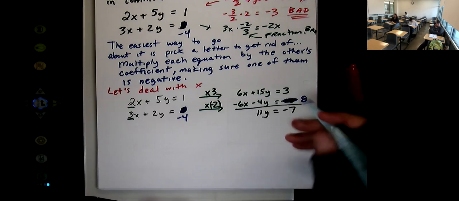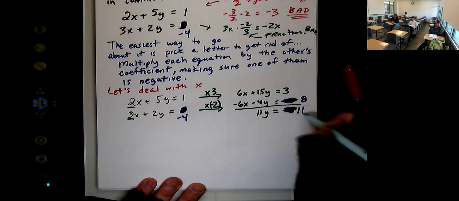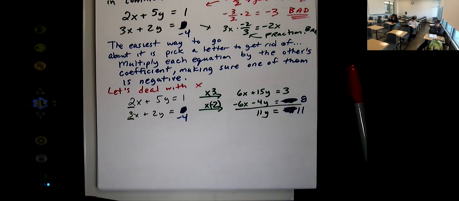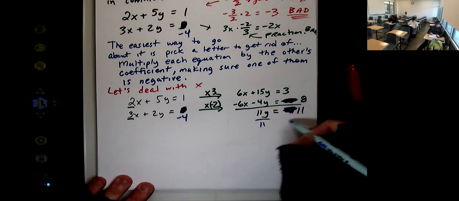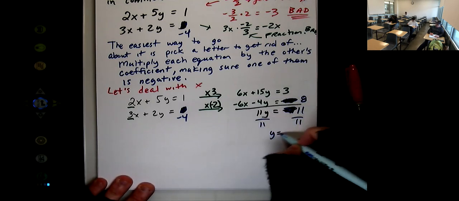Oh yeah, I did. When I added up, they add up to 11. Duh. Finish adding the right side here. That equals 8 equals 11. Now we divide by the 11, and we get y equals 1.